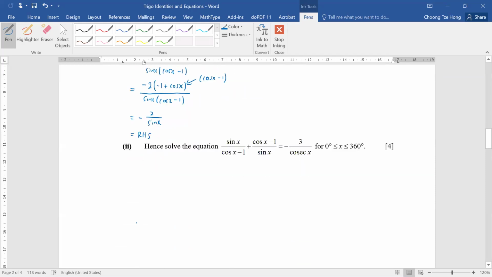So this means that we can replace the whole of this with this thing, which will actually simplify the equation to a huge extent already. So negative 2 over sin x will be equals to negative 3 over cosecant x. Both sides have a negative, so we can actually remove the negative.